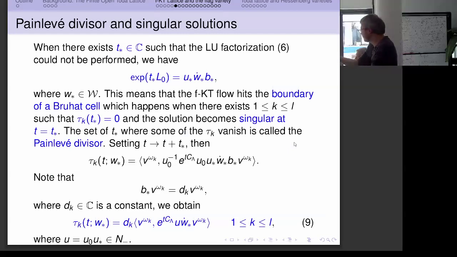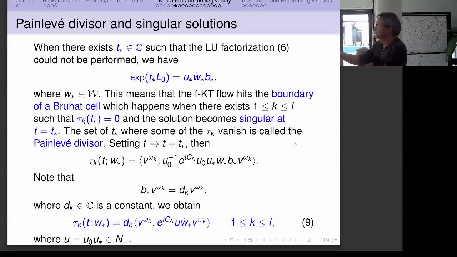We need to, because for us studying differential equations, actually most of the information is contained in the singularity. So we want to understand that. This is what's called the Painlevé divisor. So how do we do that? We just make a shift, so we make our origin to be this t star.